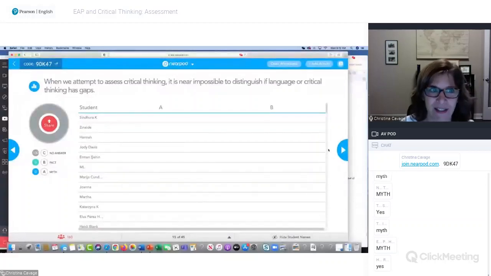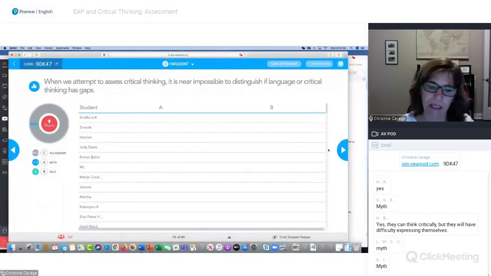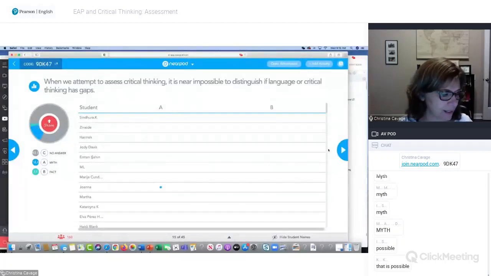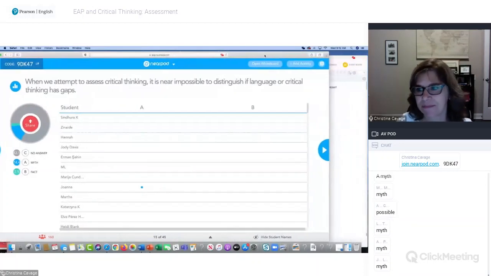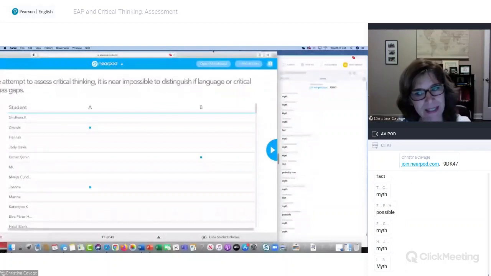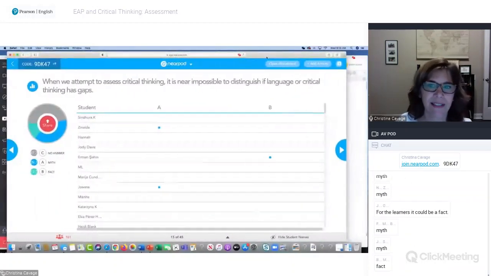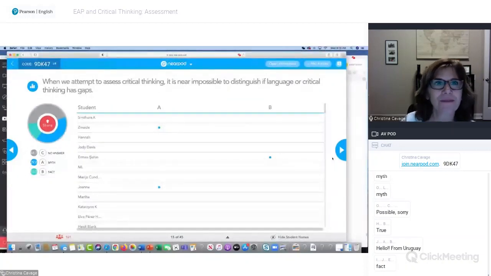Here's another one, myth or fact. When we attempt to assess critical thinking, it's near impossible to distinguish if language or critical thinking has gaps. So when we do assess critical thinking, it's really hard as educators to distinguish between language and critical thinking, and if the gap is related to language or related to critical thinking. So give me your ideas here, myth or fact? Okay, so from our chat box, I'm getting myth, I'm getting some possibly true as well. And here I'm showing a few more myths and a few more facts than we did before.